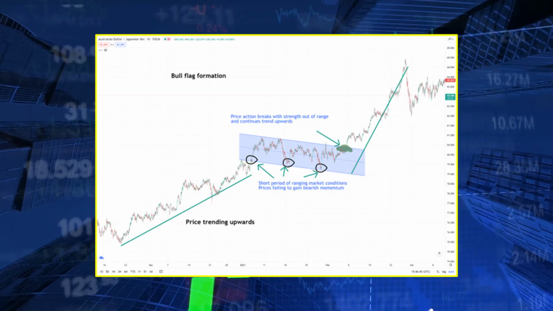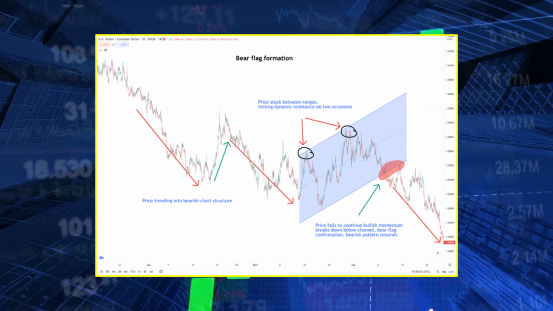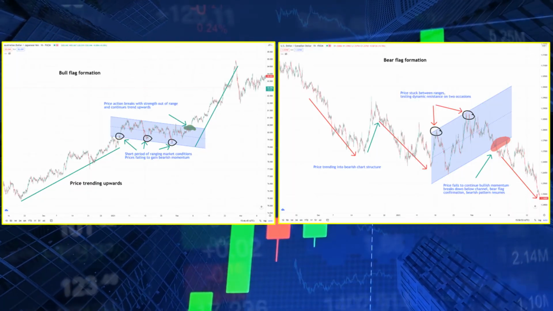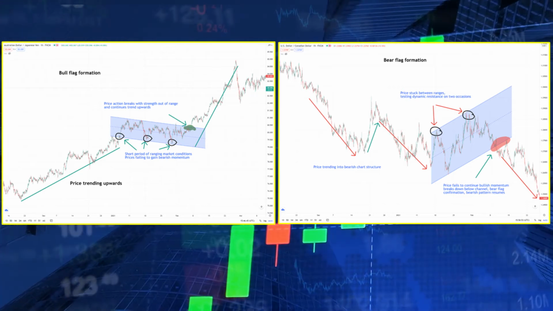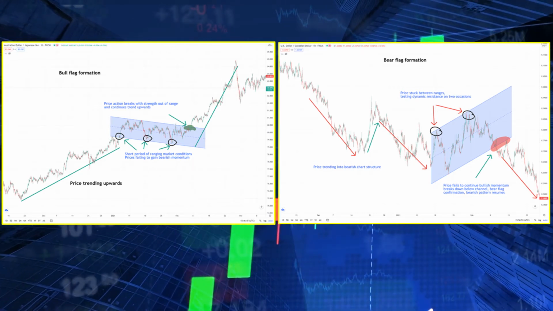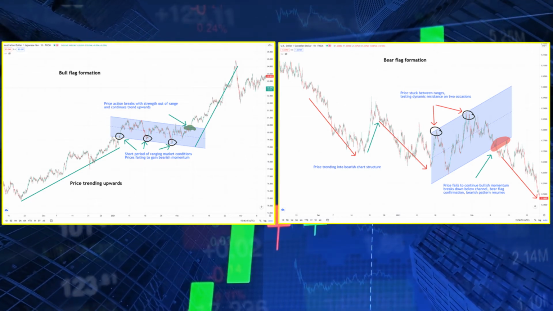Other patterns that are known as continuation patterns can be seen to show up in the particular market conditions that they are currently in. A bull flag in a bullish market and bear flag in a bearish market. These bull and bear flag formations are useful in showing us when a reversal is not likely to happen and prices are likely to continue moving in the trend that they have been in, either bullish or bearish.